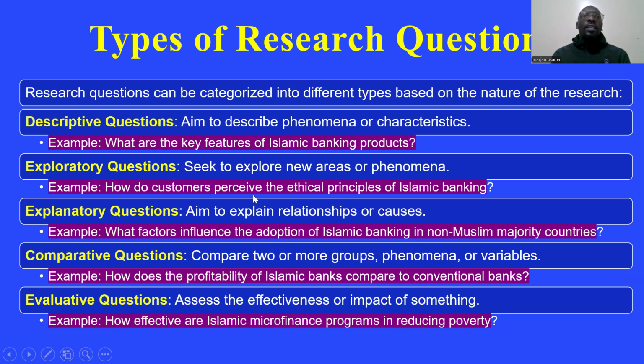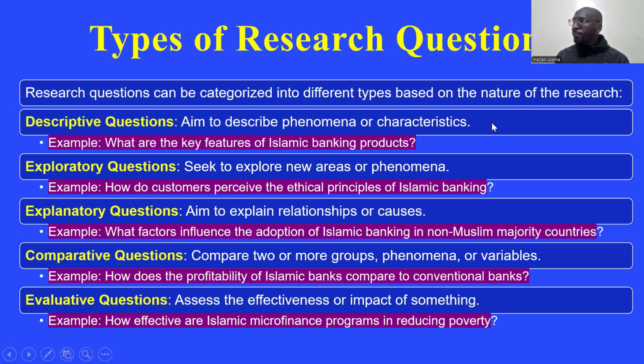Now, types of research questions. So when you're writing your research question, of course, now you're doing your thesis. You can easily know from these types of questions which type of questions you have used in your research. Because most of you started writing your research. So research questions can be categorized into different types based on the nature of the research.